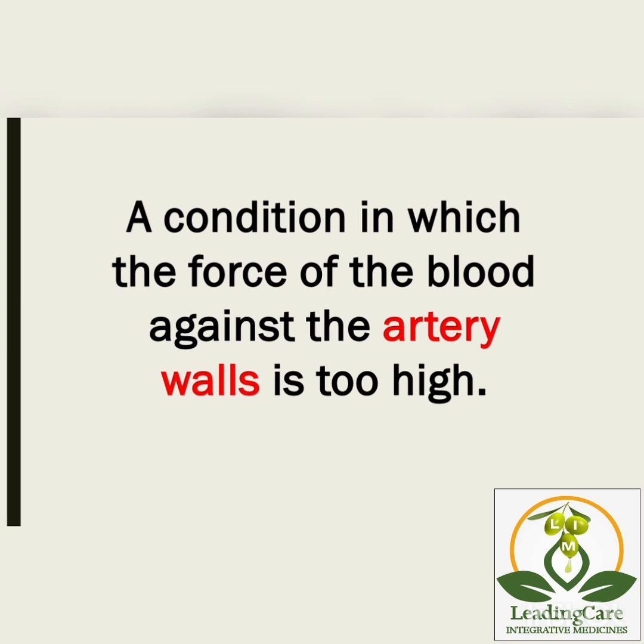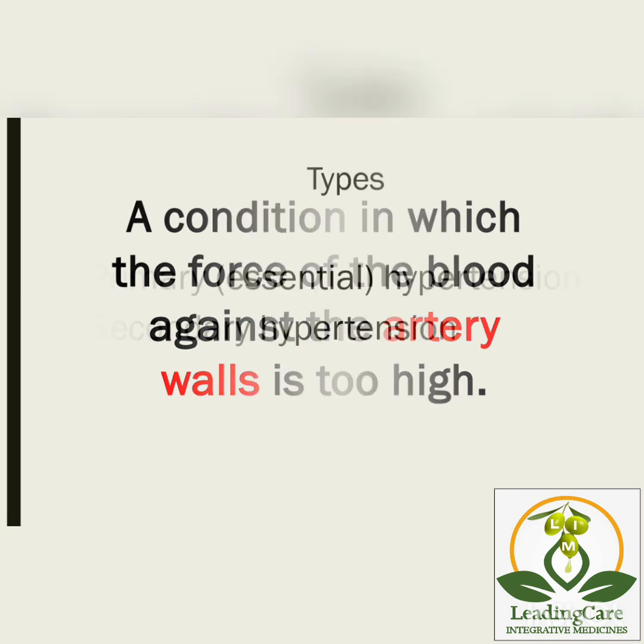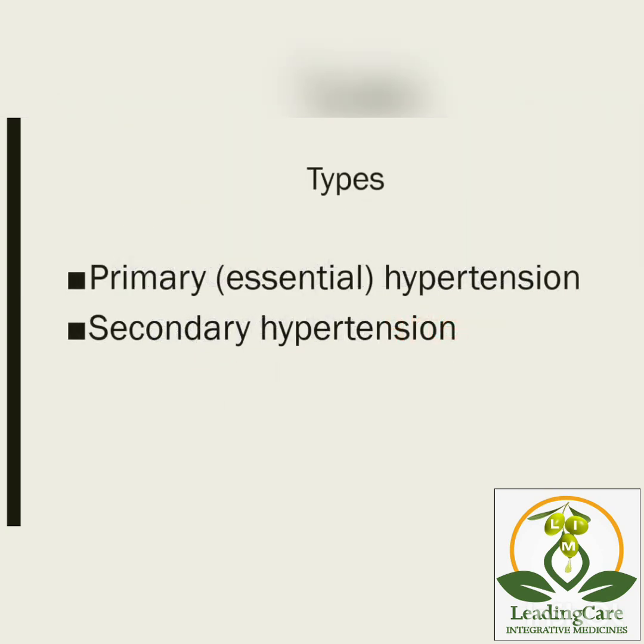Hypertensive, hypotensive, or whatever. Hypertension is the condition in which the force of the blood against the artery walls is too high. Now, we have types of hypertension: essential hypertension and secondary hypertension. The essential is also called primary hypertension. It is called primary hypertension when there is no significant cause of the hypertension. That is according to their definition.